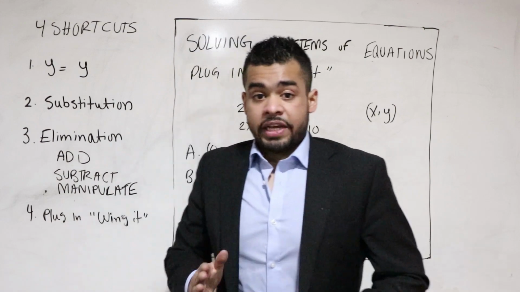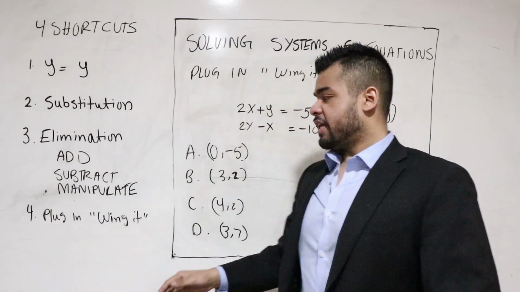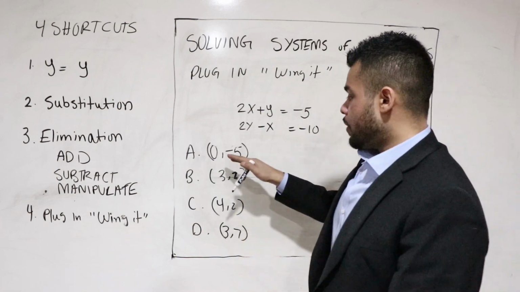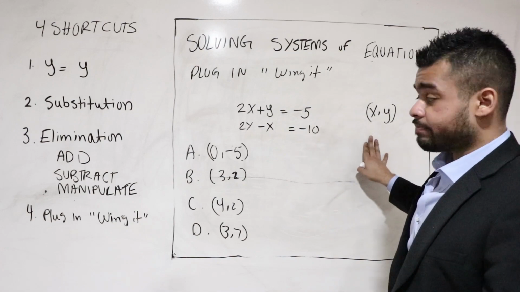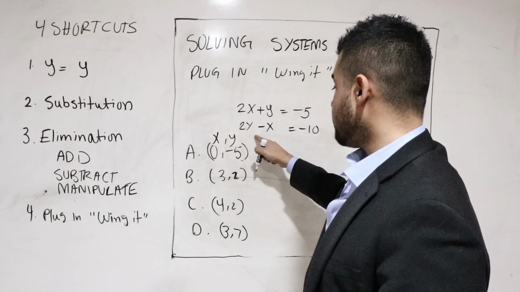So the last concept of the day is plugging it in. I call it the wing it method. Just simply winging it in by plugging it in will get the job done. So if you have this kind of question and they ask you what is the x comma y solution, well, these are x comma y. This is x, this is y. You can just simply plug it in.